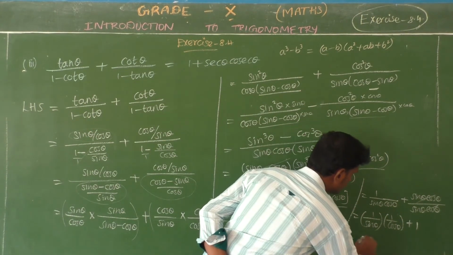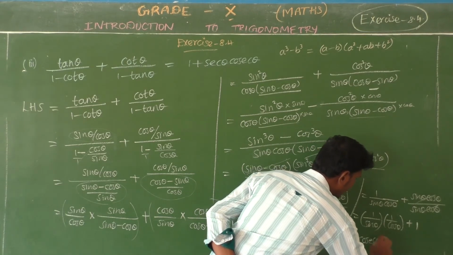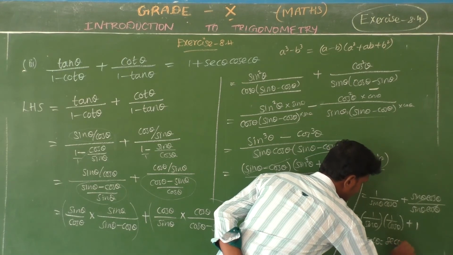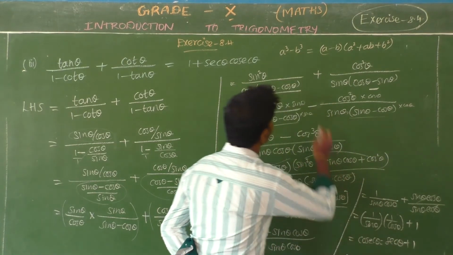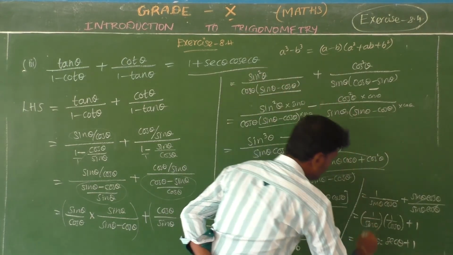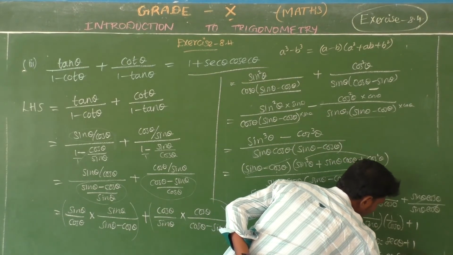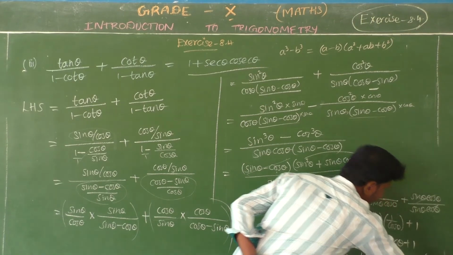So 1 by sin theta is cosecant theta and 1 by cos theta is secant theta. So cosecant theta into secant theta plus 1. That is your right side, which is 1 plus secant theta cosecant theta. This is your right side.